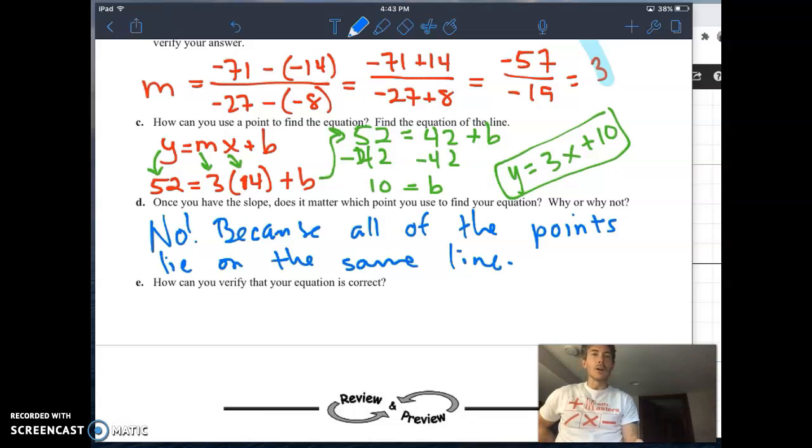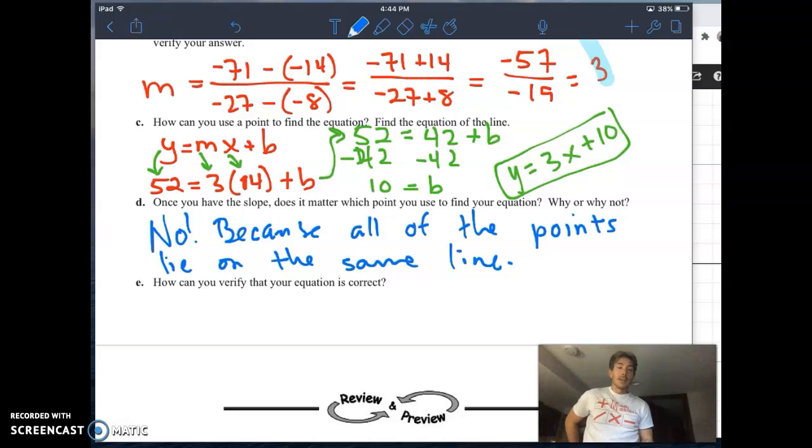Okay? So they're all going to make that equation true no matter what. All of these points are going to lie on that line. Anytime we plug in an x and a y, we use the slope multiplied by x to get y. And the difference there, when we take y and subtract the slope times x, is always going to be that intercept, okay?